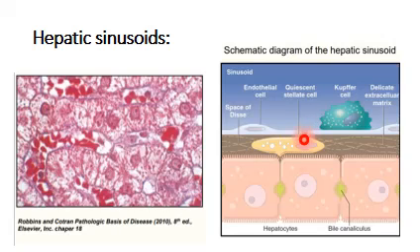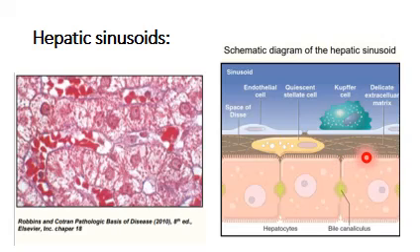The sinusoids are surrounded on all their surfaces. We can see here, this is a sinusoid. The sinusoid is surrounded by a large number of liver cells or hepatocytes. And due to these fenestrations on the wall of the sinusoid and this discontinuity of the basal lamina, the plasma will escape from the sinusoid to a narrow space between the sinusoidal wall and the hepatocyte. This space is called the space of Disse, or the perisinusoidal space.